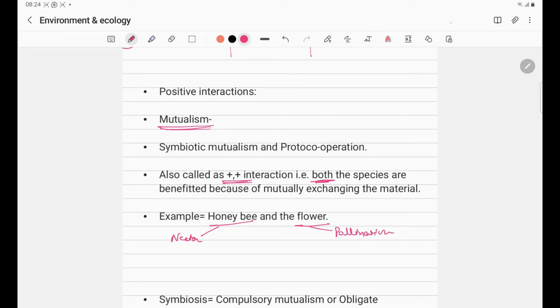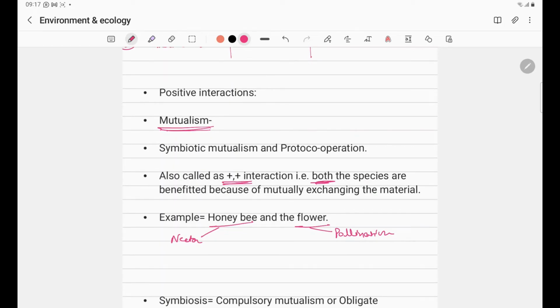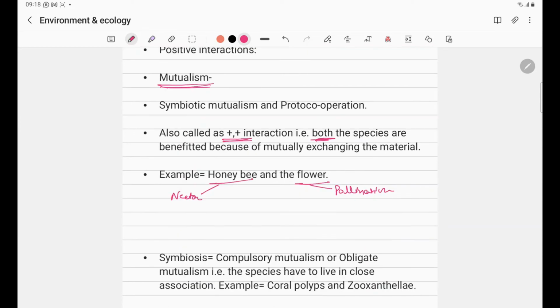Therefore both the species are having mutual cooperation. The first type of mutualism is symbiotic mutualism.